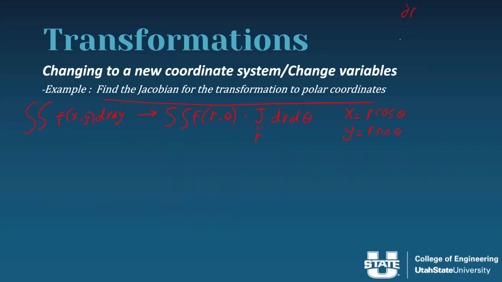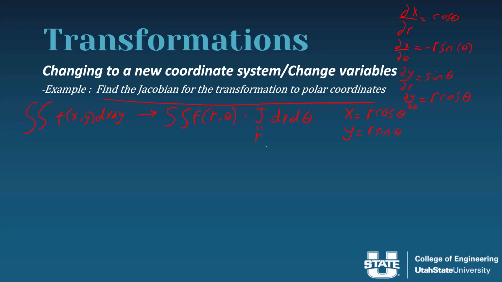So let's do the partial of, not f, there's no f here, Howard. Partial of x with respect to r. What's that going to be? Cosine theta. Cool. Partial of x with respect to theta. Negative r sine theta. Right? Cool. All right. Partial of y with respect to r. Sine theta. Partial of y with respect to theta. R cosine theta. Cool. Sounds good.